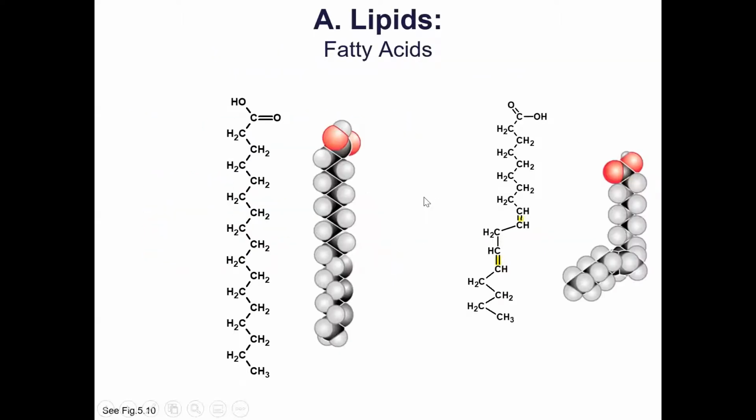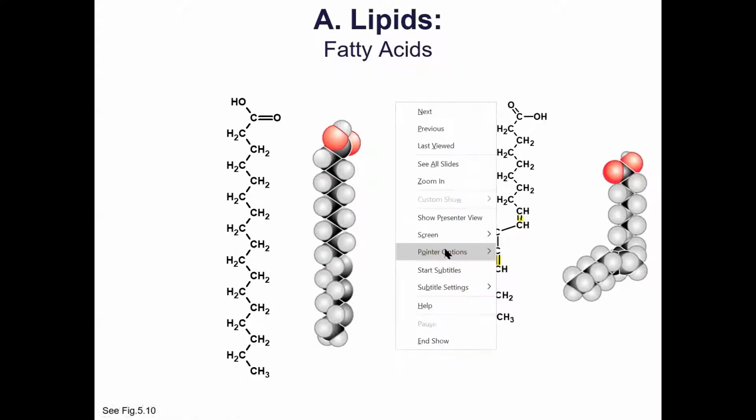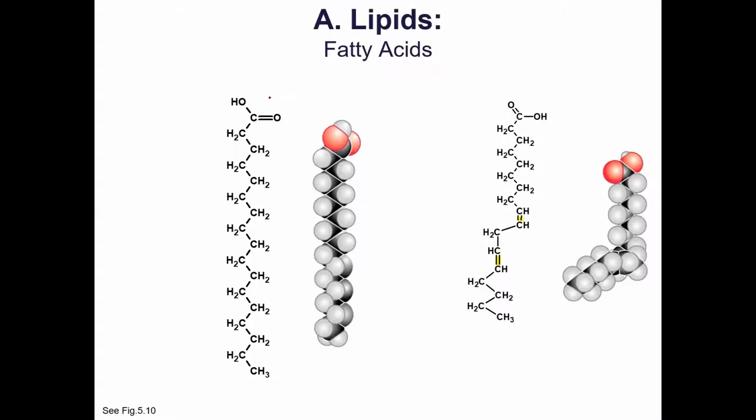Okay, let's talk about lipids. Lipids come in many shapes and varieties. The first one I want to point out are these called fatty acids. If you take a look here, I'm just going to grab a pen here, and there we go. Take a look at this right here.